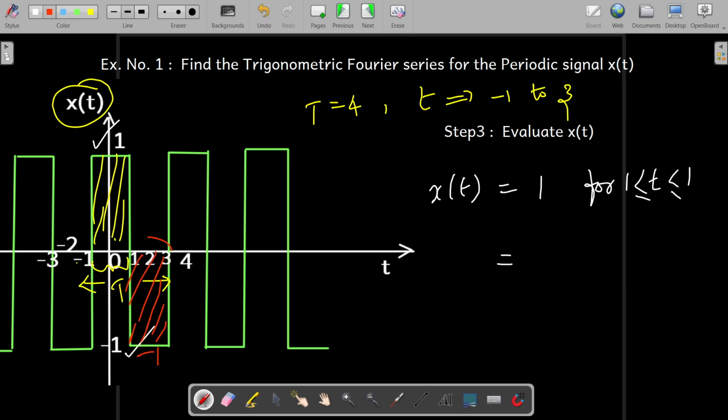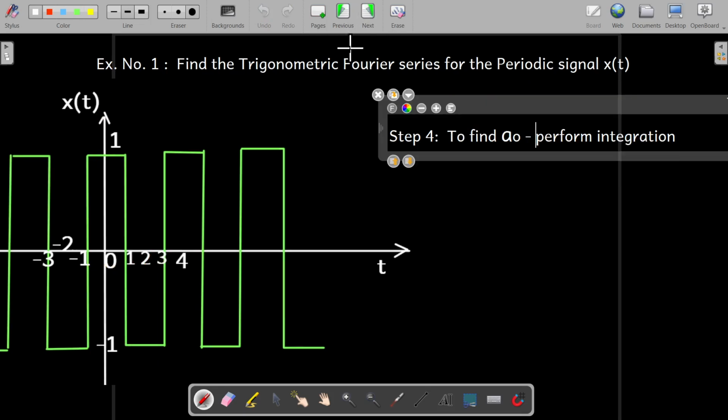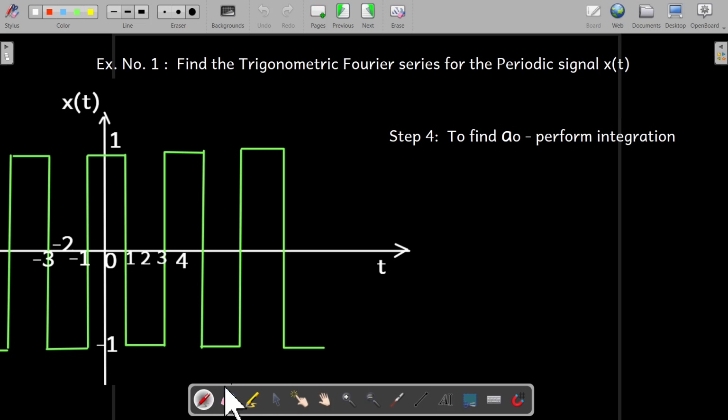So the time period is from 1 to 3. The x of t has the amplitude of -1. So you can write it now as -1 for the time period t lies between 1 and 3. This is -1. Okay. Our next step is to find the A naught.